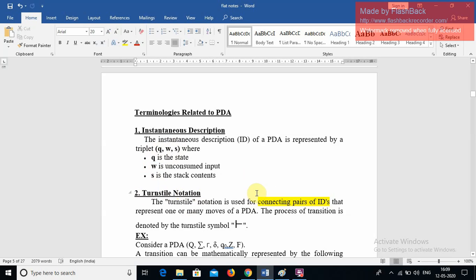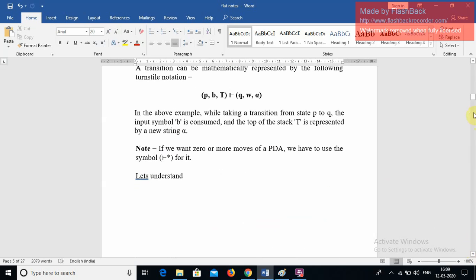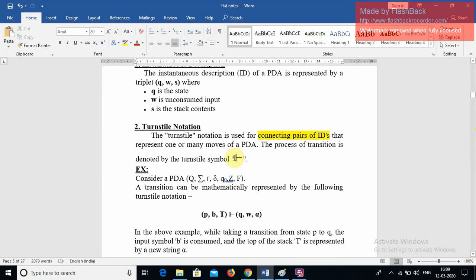The next one is the turnstile notation. The turnstile notation is used for connecting pairs of IDs. Already we know what an ID is: a triplet which includes the current state, the input symbol, and the stack symbol. For representing the transitions from one state to another state, this turnstile can be used. So this is an ID and this is another ID, and we can connect these two IDs with the turnstile notation.